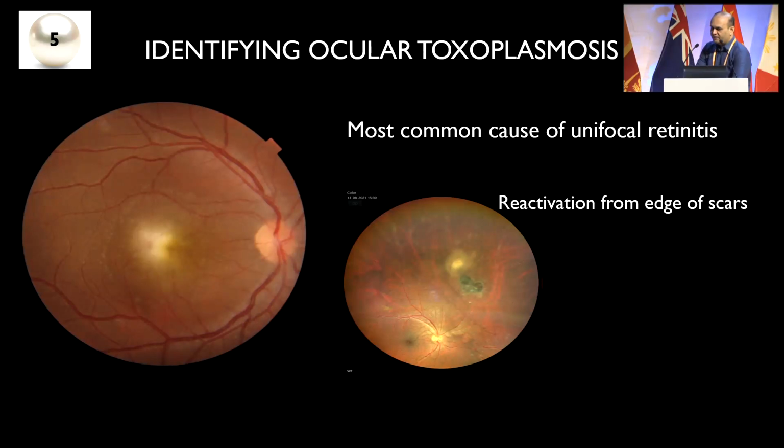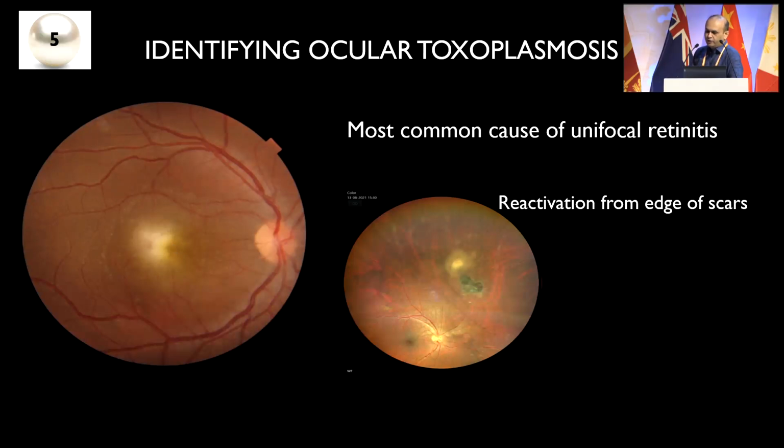Moving on to identifying toxoplasma. Toxoplasmosis is usually the most common cause of a unifocal retinitis lesion. So if you see a single unifocal retinitis lesion, in most cases you are dealing with toxoplasmosis. Get an OCT through that, you will see a chorioretinal involvement.